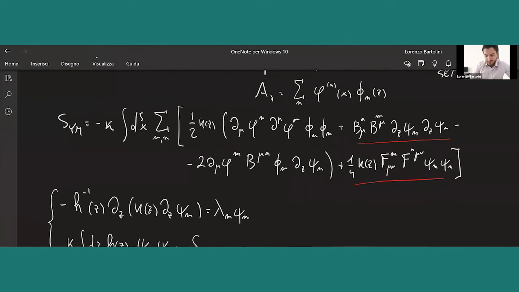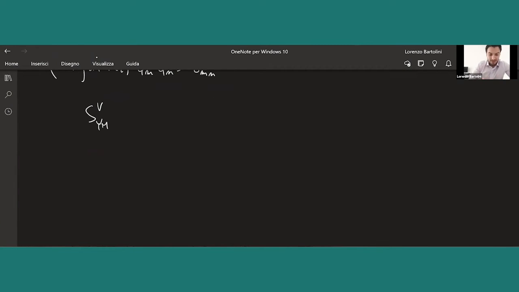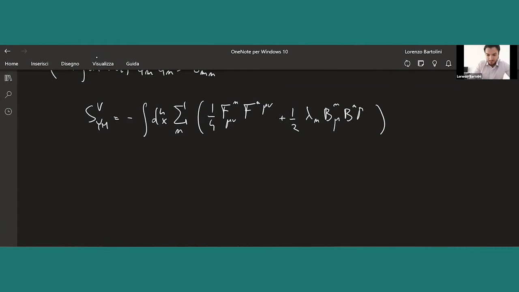So this is essentially the part of the action that regards a vector, because it involves b mu and its field strength, while these other ones involve scalars. So we are looking at the action for vectors. And when you integrate over z using the relation we introduced before, you end up with the sum over n of 1/4 f mu nu n f n mu nu plus 1/2 lambda n b n mu b n mu. So what we obtained here is a kinetic term and the mass term for the vector field b mu.